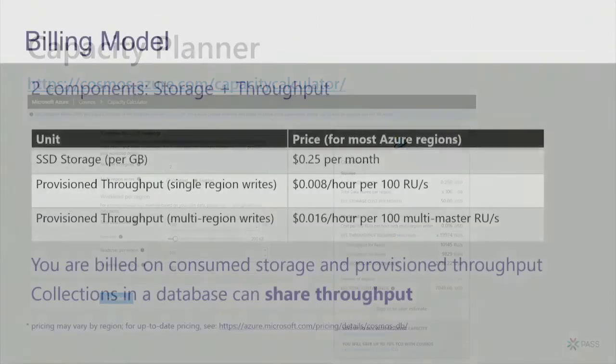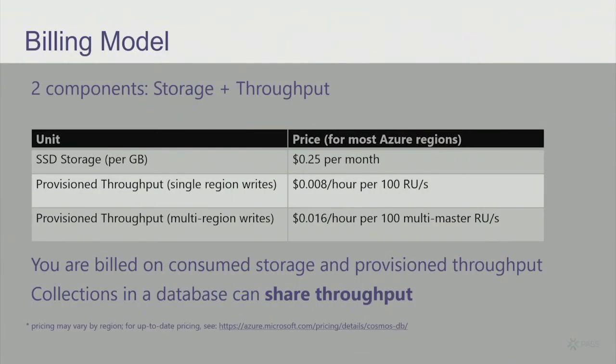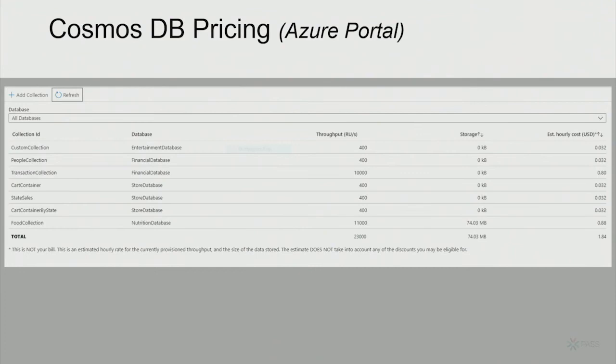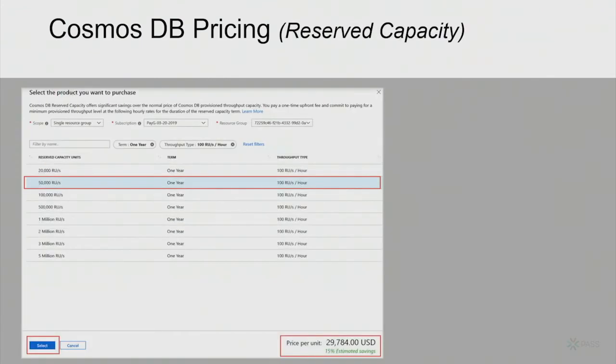Okay, so we have our billing model that tells you roughly what the costs involved are. Essentially, you're paying for storage, which is SSD behind the covers, and you're paying through your provisioned throughput. Okay, enough said on that. And there is a way inside the portal to click into the portal itself and look at your collections, look at what you're spending and what your current provisioned RUs are. So we'll show you that later as well.